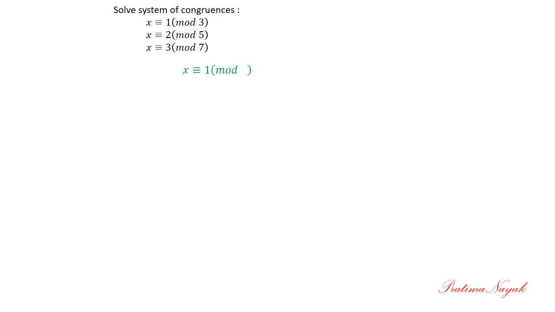Solve the system of congruences. Let us take another question. X is congruent to 1 modulo 3. X is again congruent to 2 modulo 5. X is congruent to 3 modulo 7. We have to solve it.